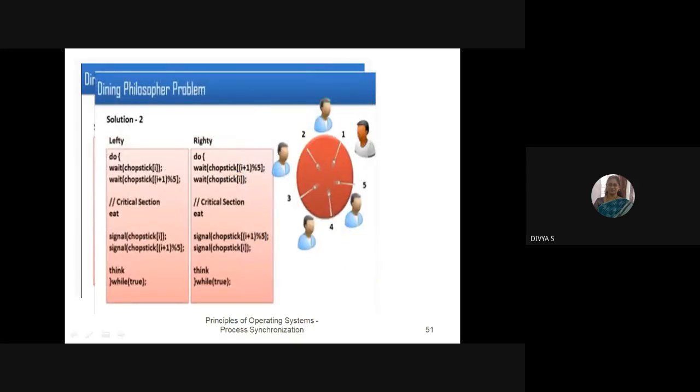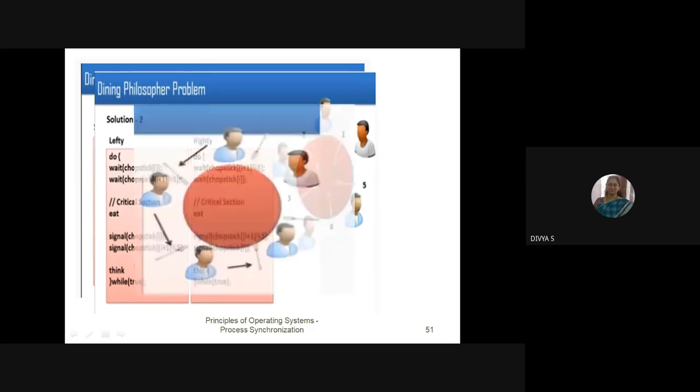Now you see here, we've come up with another solution, that is picking a left side chopstick first, okay, and then picking a right side chopstick. What happens?